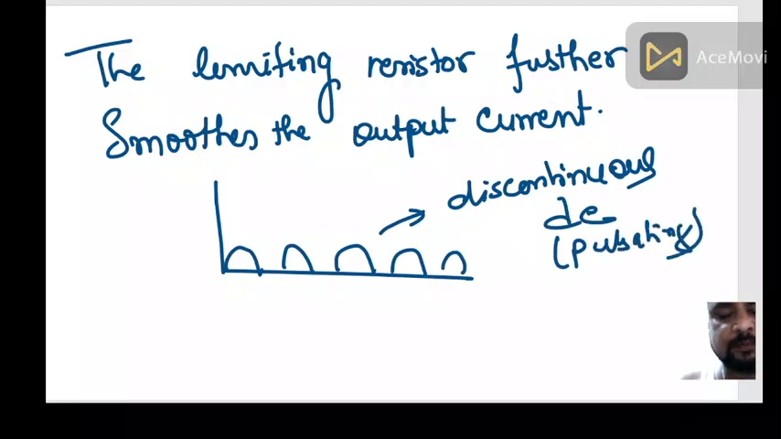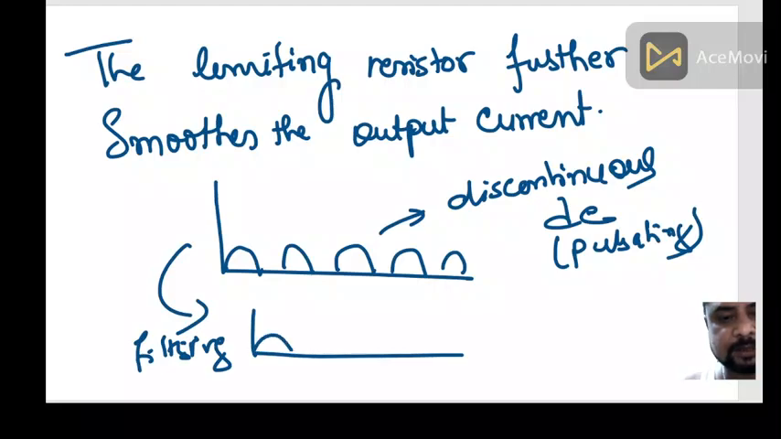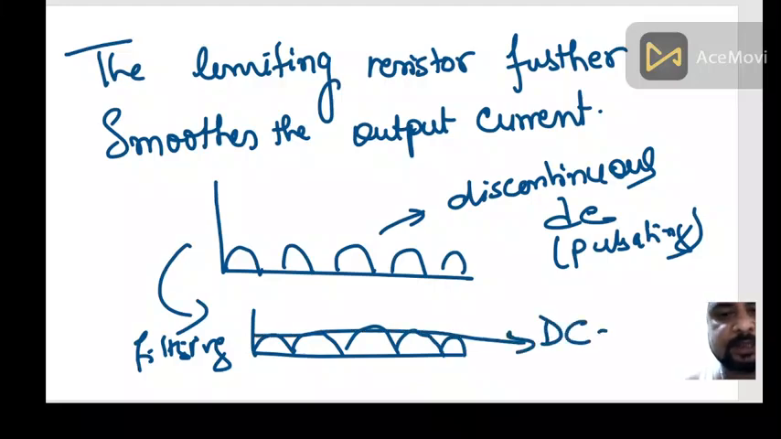Discontinuous DC pulsating. Now after filtering by capacitor, this becomes more smoother. These discontinuities are removed and you get a DC. This is the basic mechanism.